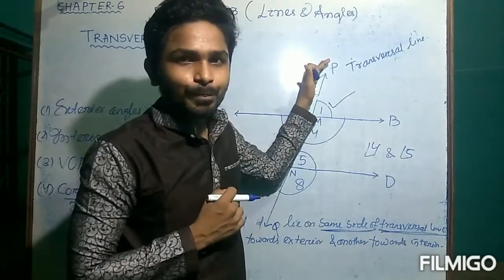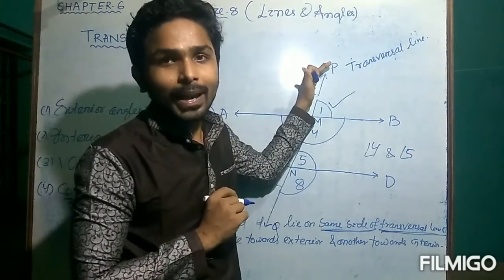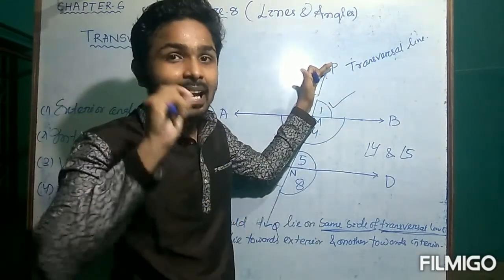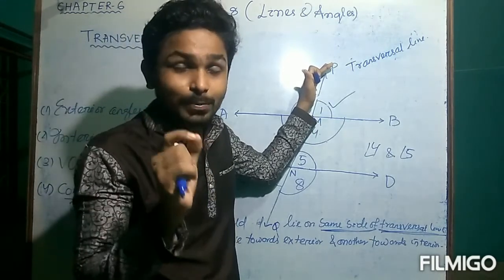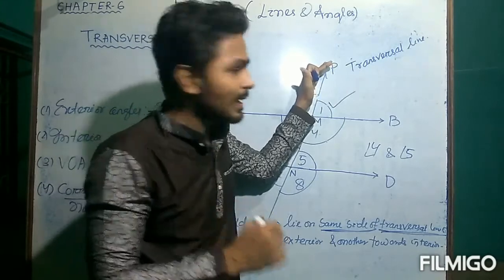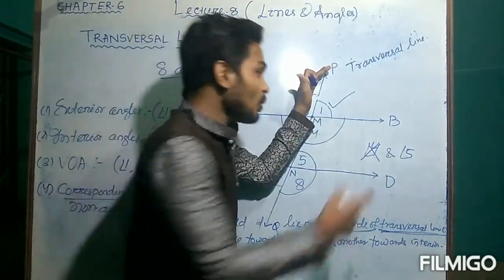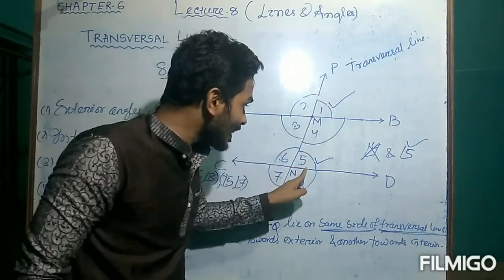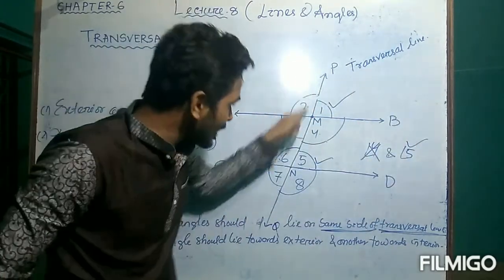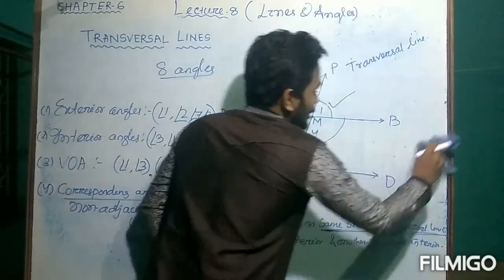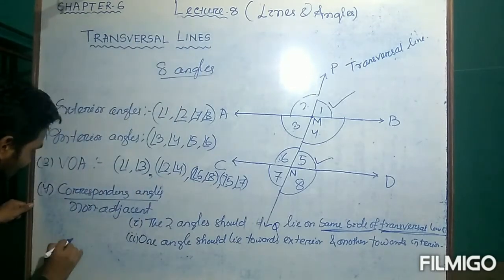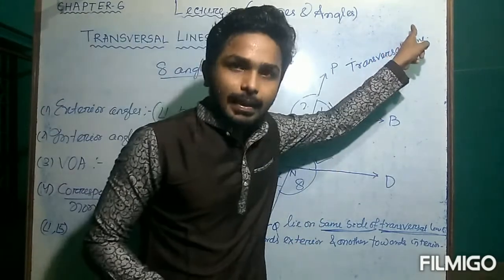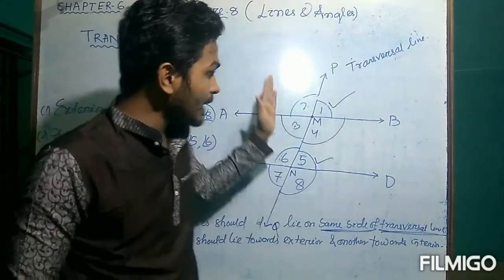Now, which angle should we choose? Can we choose angle 4? No. Because if we choose angle 4, then angles 1 and 4 will be adjacent, which goes against the definition of corresponding angles. You have to choose two non-adjacent angles, so we choose angle 5. Angle 5 lies in the interior side, and both angle 1 and angle 5 lie in this direction. Hence angle 1 and angle 5 are corresponding angles: angle 1 towards exterior, angle 5 towards interior, on the same side.